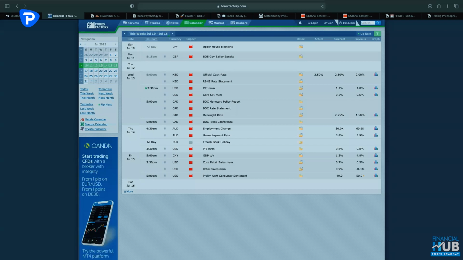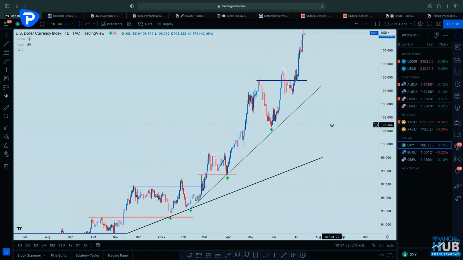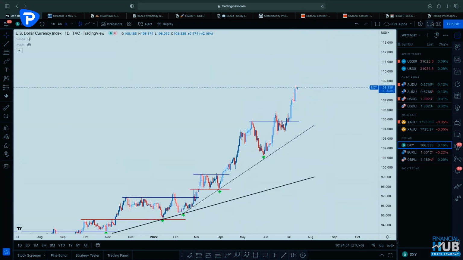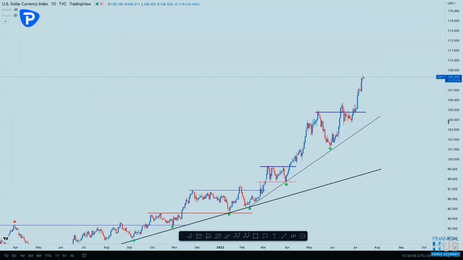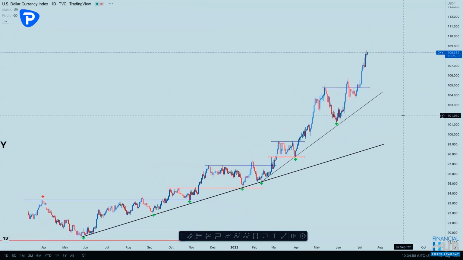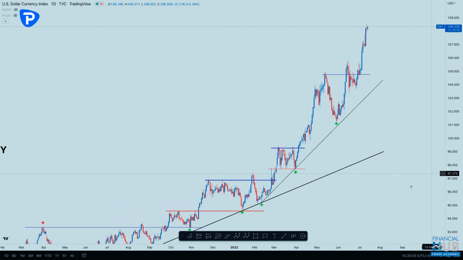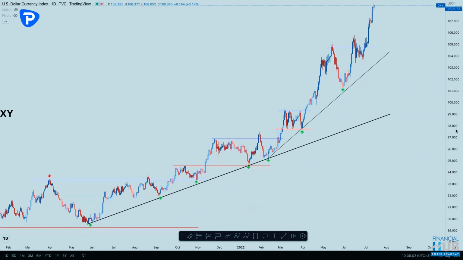Apart from that, let me go straight into the analysis and look at the pairs we've been having. Let's start with the dollar, because the dollar has really been rising for the past few weeks. We've seen dollar strength, and we keep saying that trying to sell the market in a bullish trend, or vice versa, trying to catch a bottom when the market is moving in a downtrend, is very, very hard.